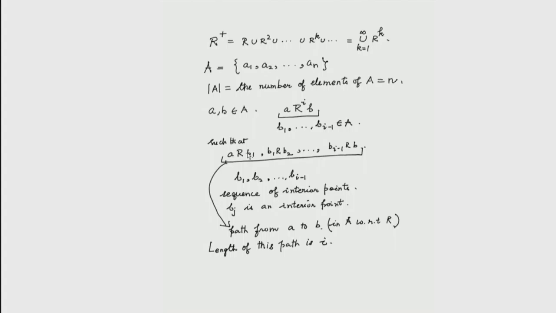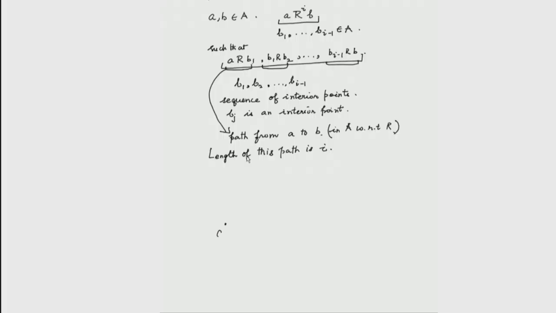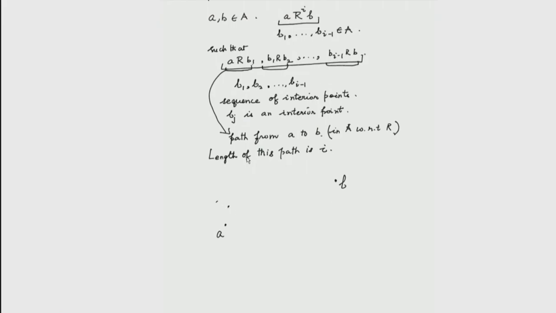Now, there is an important parameter associated with this path, which is called the length of this path, and it is simply i. Why i? Because we have got one, then two, and like this, so we will have i places where we are using the relation if we have i minus 1 interior points. Please note again that these interior points need not be distinct.